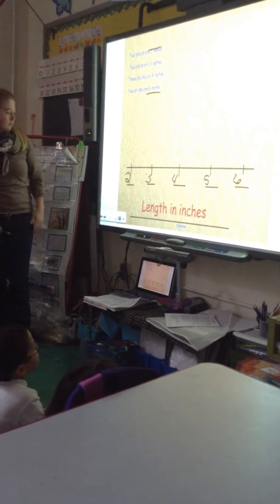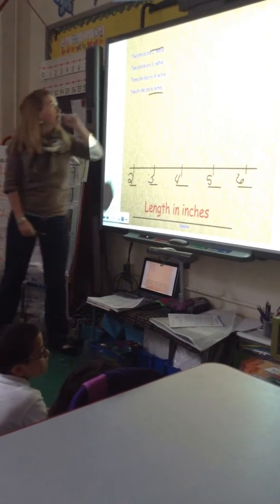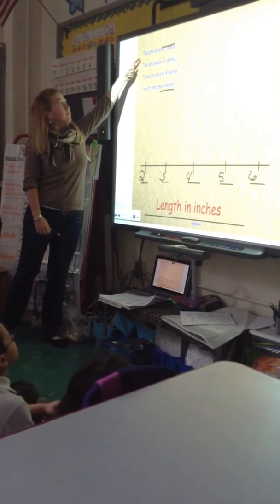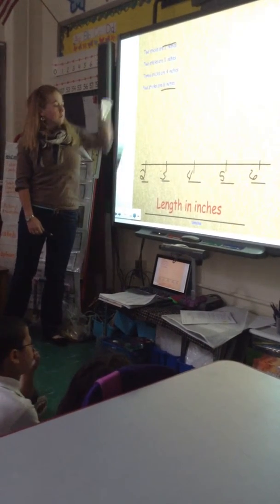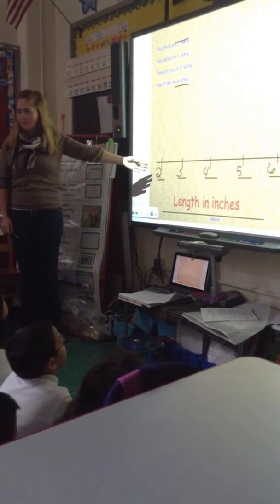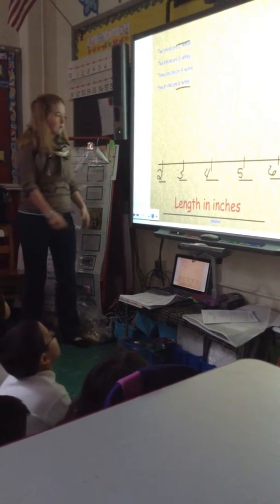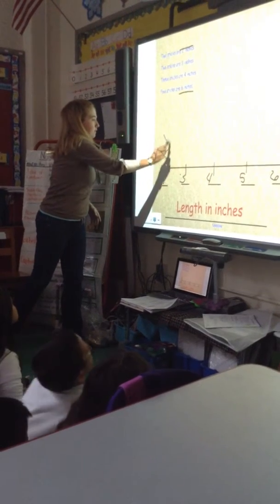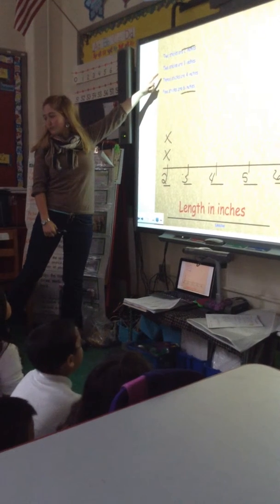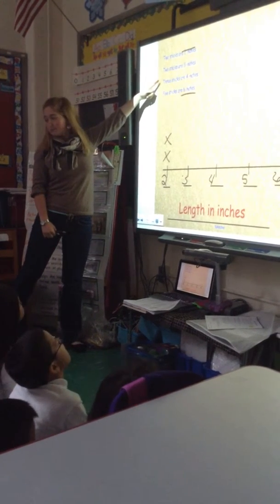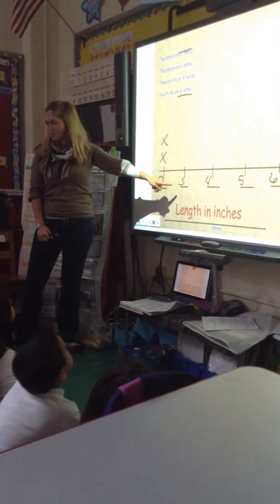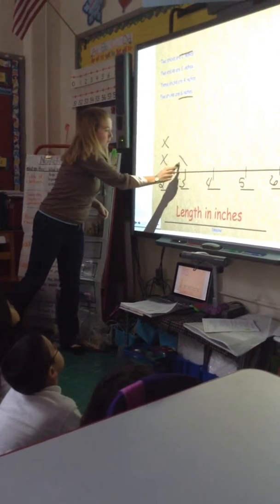Okay. Now what does this say? Read this line for me. Isaac, read that line for me. 2 sticks are 2 inches. So what do I put here for the 2 inches? Go ahead, Isaac. 2. What about the next one? Damien, read that one. 2 sticks are 3 inches. So, how many X's go in the 3 inches? 2. Okay.